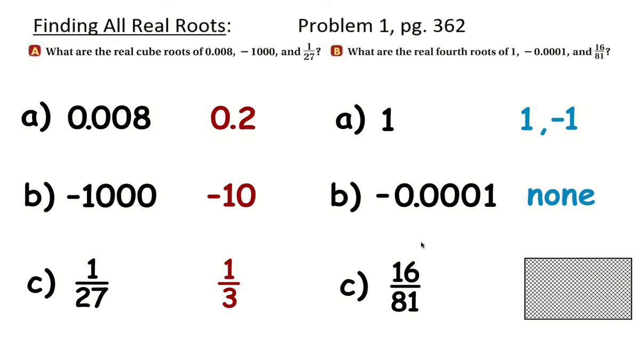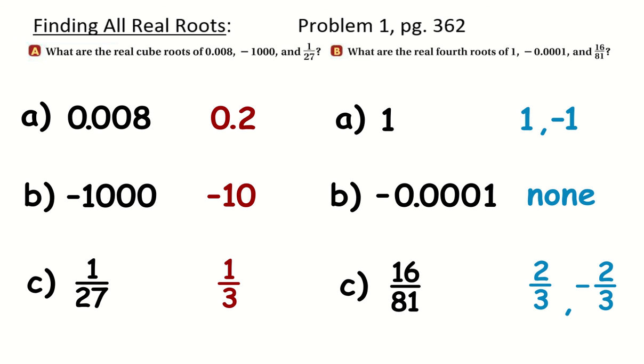Especially with this one, I can go a little bit more in depth. Treat the numerator and the denominator separately. What's the fourth root of 16? And what's the fourth root of 81? It's going to be positive and negative. But treat them separately, and you get positive 2/3, but also negative 2/3, because 2 is the fourth root of 16, and 3, or negative 3, is the fourth root of 81.